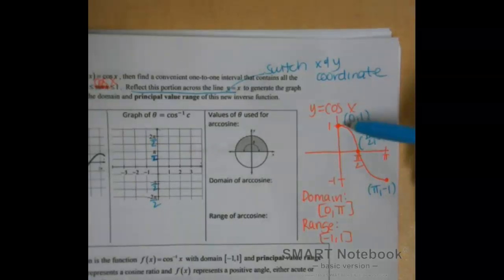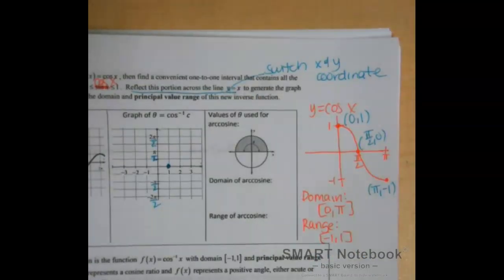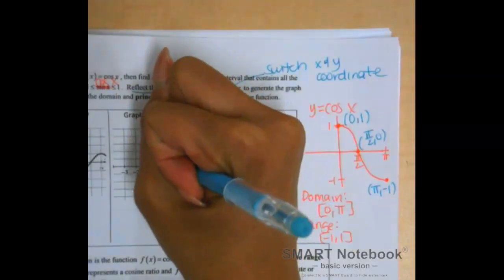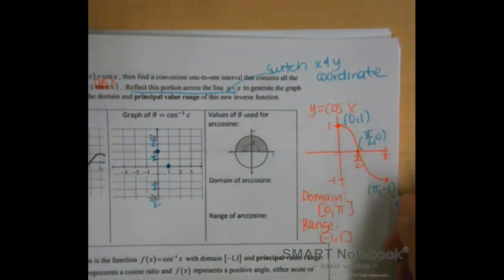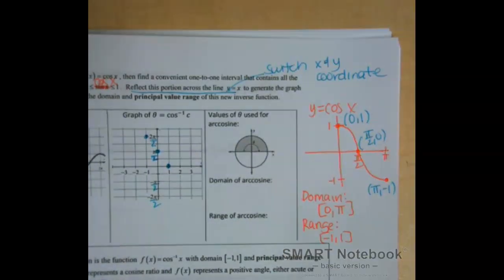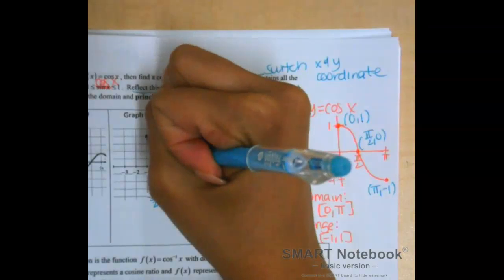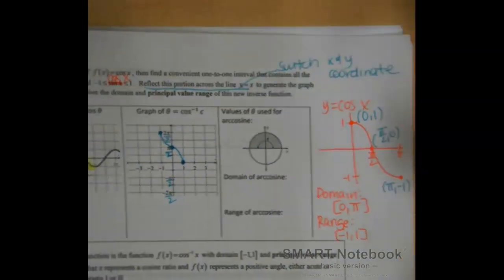Okay, we're going to start out with 0, 1. We're going to switch the x and y locations, so it becomes 1, 0. Next, we're going to switch the pi over 2 and 0. That's going to become 0, pi over 2. And then the last one is -1, pi, because 2 over 2 reduces to pi. All I would do for here is just recreate that curve. And this would be my inverse graph in blue.